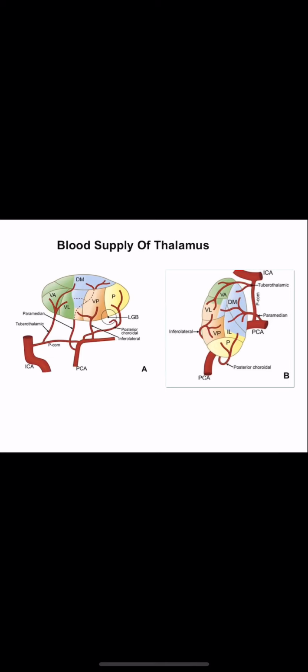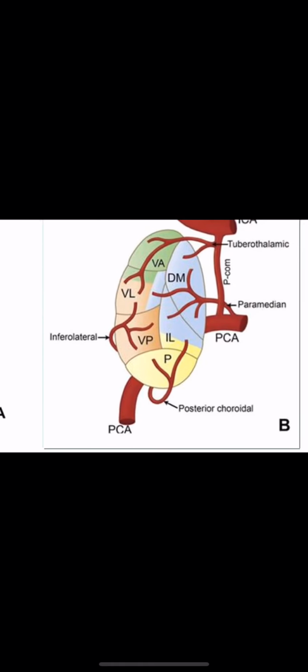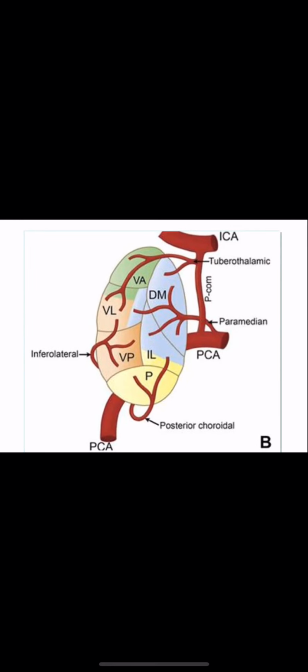This slide shows the blood supply and vascularization of the thalamus with different branches of arteries. They come from the internal carotid artery and the posterior cerebral artery, and also from the posterior communicating artery. So the thalamus and the thalamic nuclei are well vascularized.